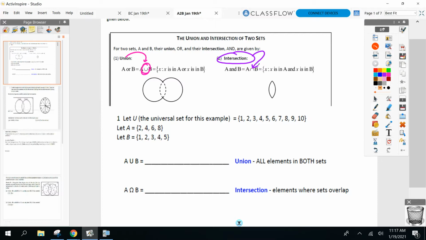Everyone sees my two sets A and B. A has 2, 4, 6, and 8 in it. B has 1, 2, 3, 4, 5 in it. So first question I'm asking is, what's the union of A and B? So I'm going to take both A and B and put them together and write out what everything is. So ready? I'll do this one with you, then you do the next one for me. 1, 2, but I don't write 2 twice. I only write it once. 3, 4, only write it once. 5, 6, and 8. All the numbers in both sets.